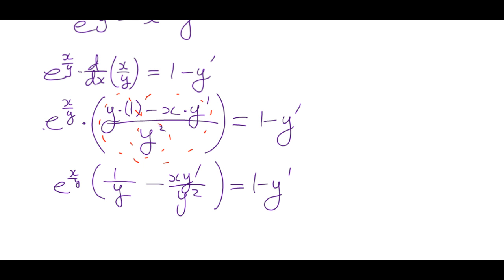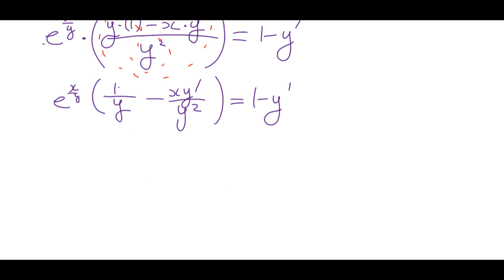I took it as y over y squared minus x y prime over y squared, and simplified the y over y squared to be 1 over y. If you're looking at it, that's how that became 1 over y. Now we're going to multiply this out. So it's going to be e to the x over y, that's this times this, minus, oh, do I want to lead with the x or the e to the x? Let's lead with the x. So x e to the x over y, y prime over y squared.